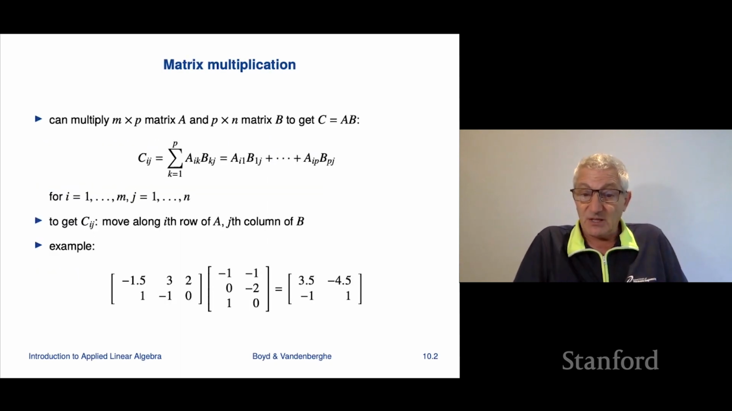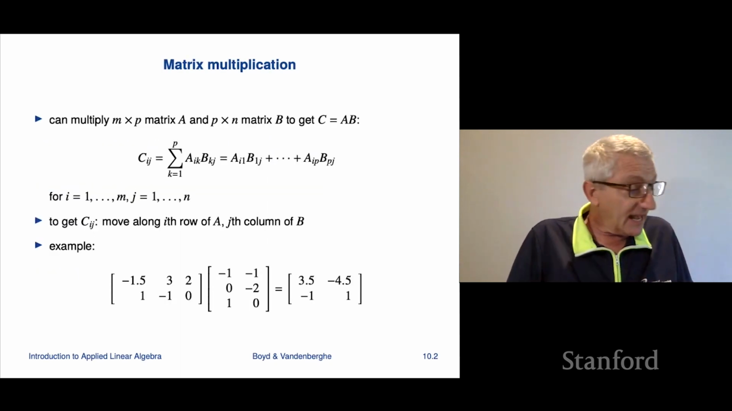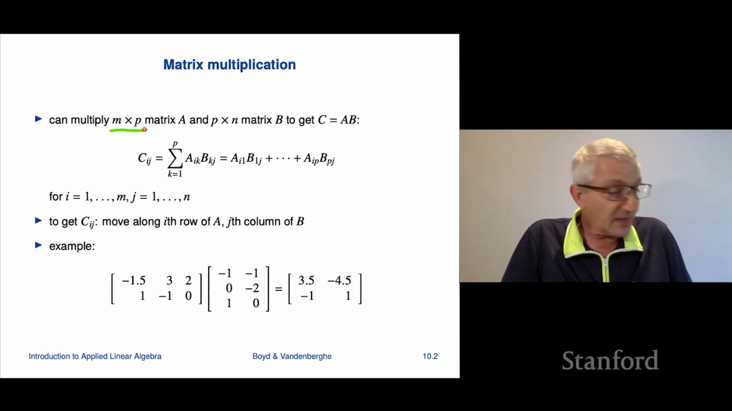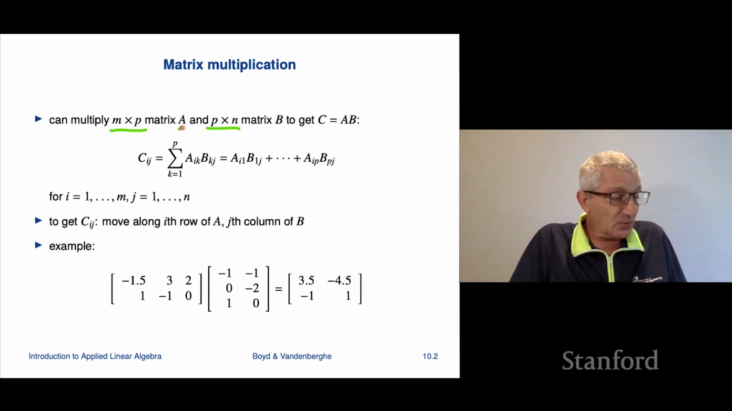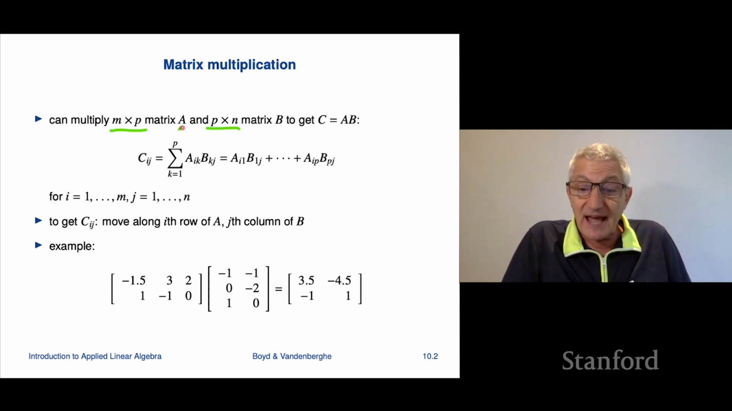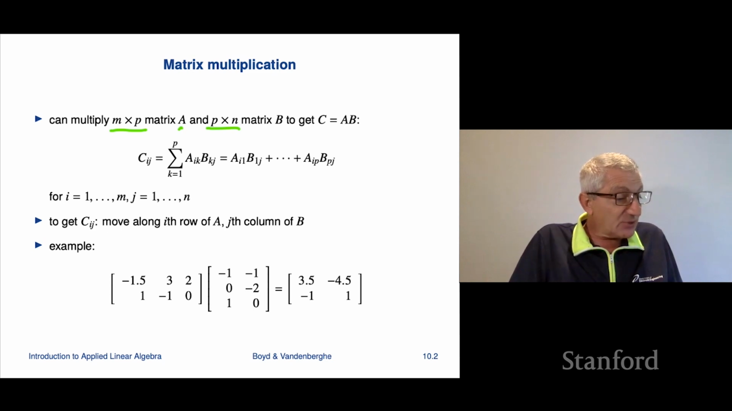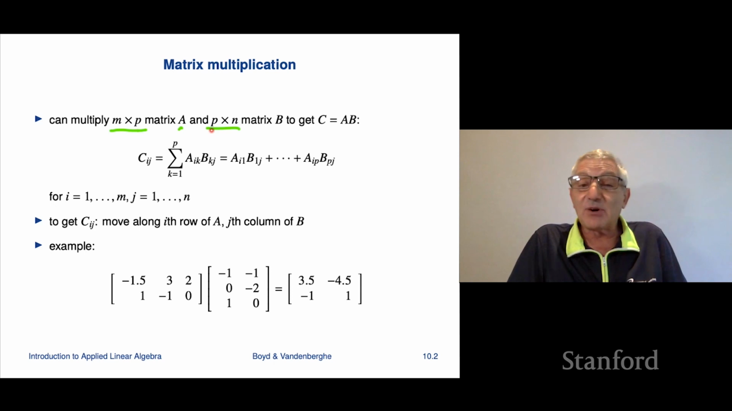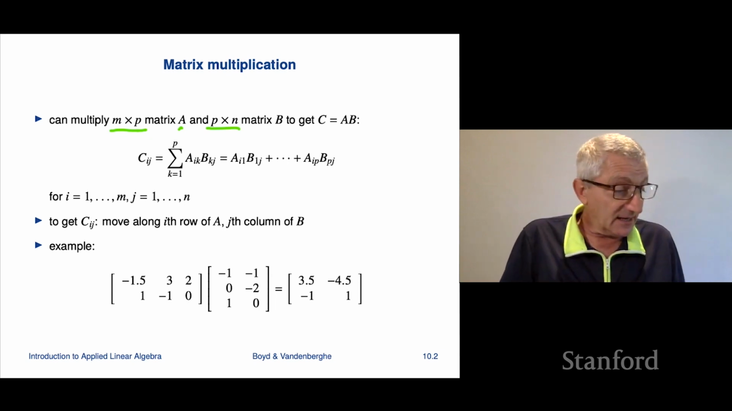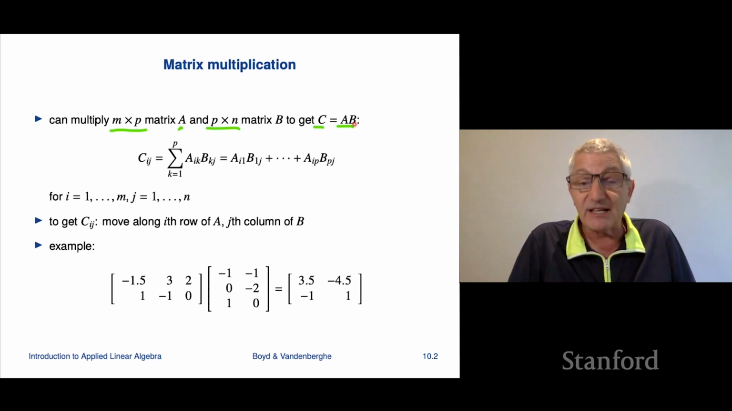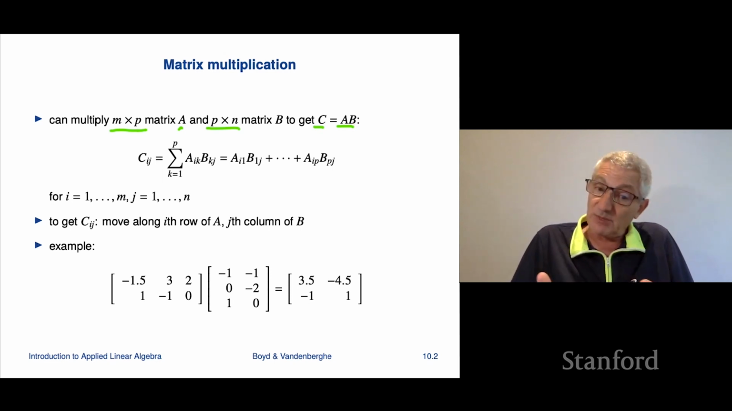Okay, so if I have an M by P matrix and a P by N matrix, the first one is A and the second one is B. And note that the matrix A has a number of columns, that's P, which is equal to the number of rows of B. That is critical. I can multiply A and B to get another matrix, which I'll call C, and we're simply going to write it as AB.